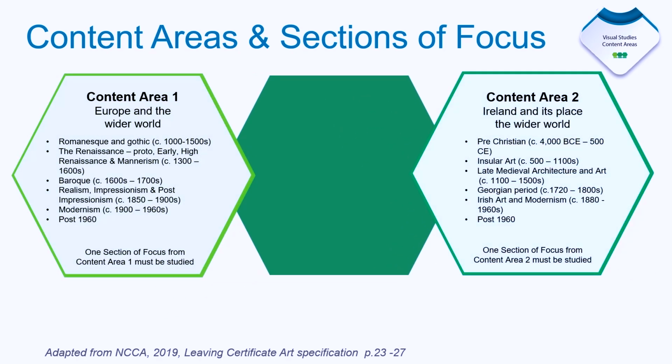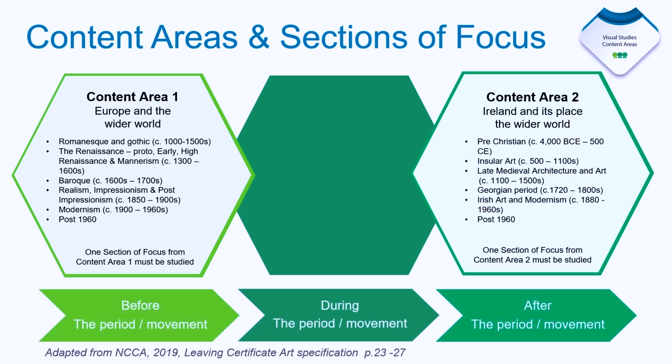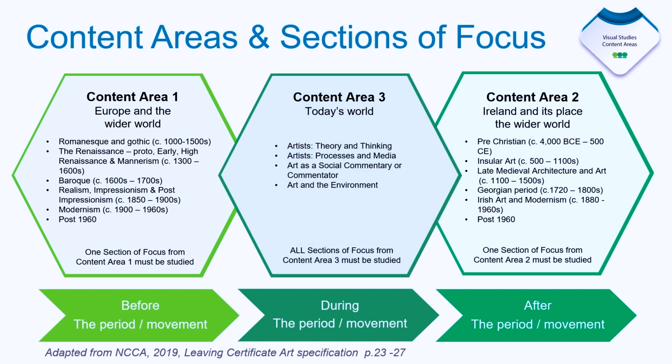For the written component, the students must choose one section of focus within Content Area 1 and one section of focus within Content Area 2. These must be studied using all 6 framework elements. This will support students to understand what occurred before, during, and after the period or movement. Students will study all sections of focus in Content Area 3, and students should refer to the descriptions of the sections of focus and the Visual Studies Framework elements when studying Content Area 3.